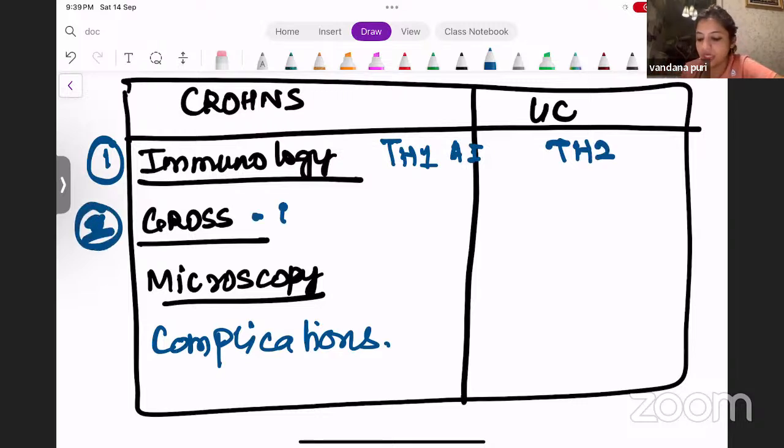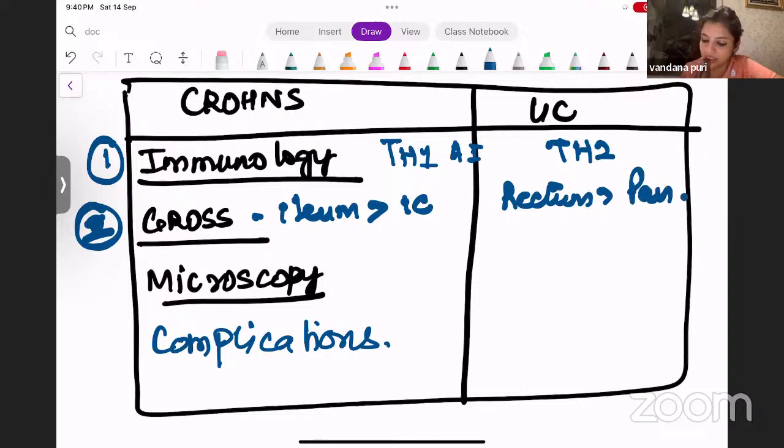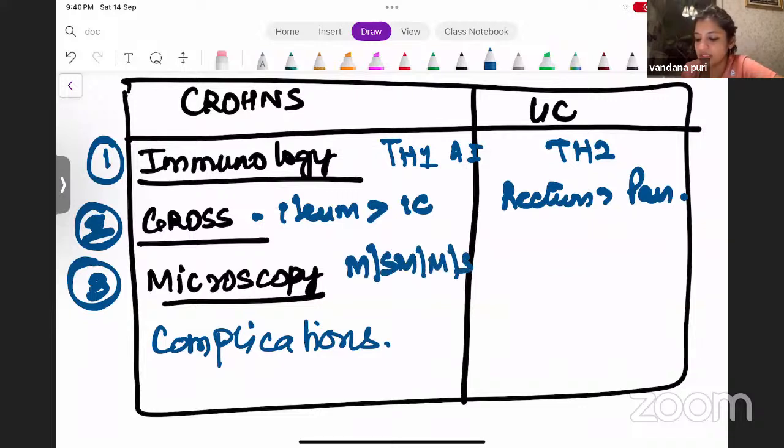Crohn's disease usually occurs in the ileum, okay, followed by the ileocecal junction. Ulcerative colitis usually occurs in the rectum or it can cause pancolitis. Okay, pancolitis. Microscopy में क्या पढ़ा? All the 4 layers, mucosa, submucosa, muscularis and serosa are involved in Crohn's. In ulcerative colitis, only mucosa and submucosa are involved.